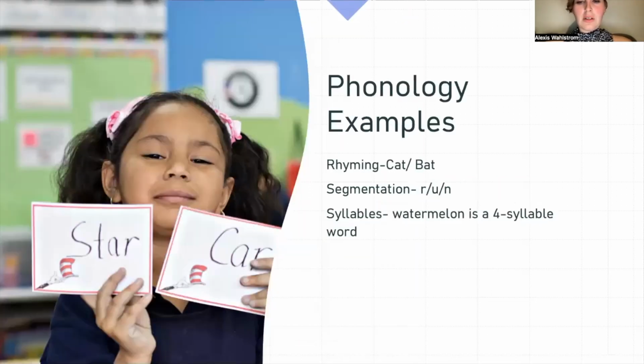Some other examples, going into rhyming again, would be including words like cat and bat, and asking the student if they could understand or add in any other words that rhyme, or just asking the student if they do rhyme. You could also do segmentation. If I gave the student the word run, they could give me the letter sounds r, u, n, run. For syllables, if I gave the students the word watermelon and asked how many syllables were in the word, they would go watermelon. 4 syllables.